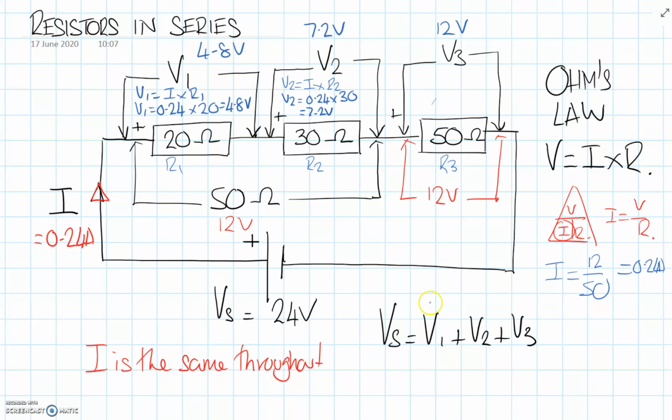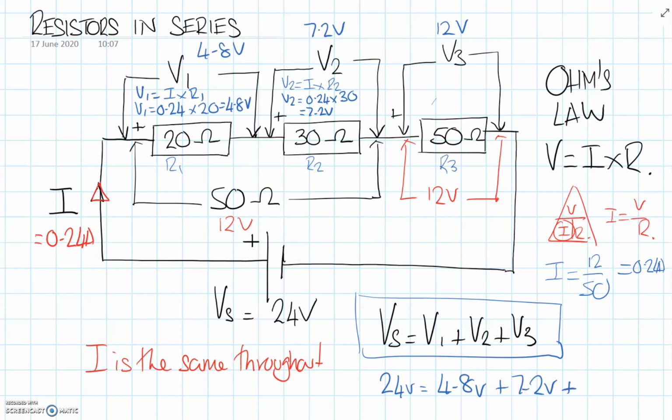So in theory now, as a check, let's prove this, Kirchhoff's Voltage Law. Put a box on there because that's quite an important one. So 24 volts should equal 4.8 volts for V1 plus 7.2 volts for V2 plus 12 volts for V3. If we add all those up, indeed, we get 24 volts.